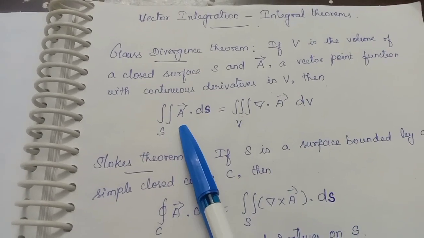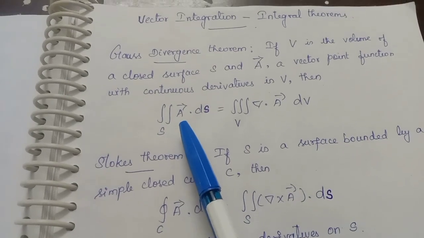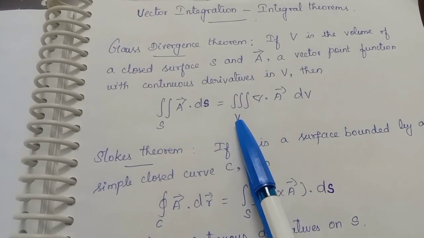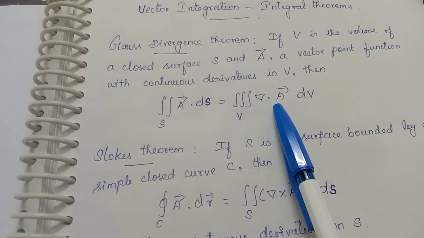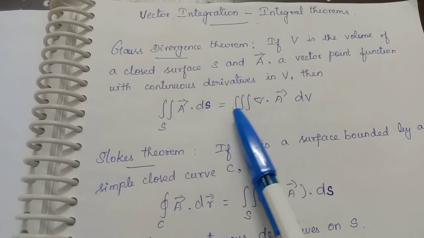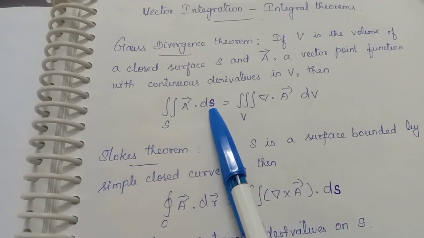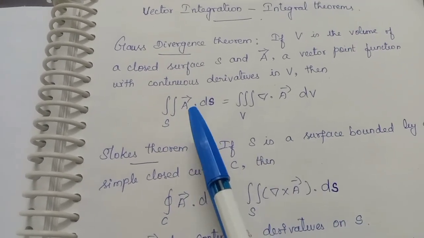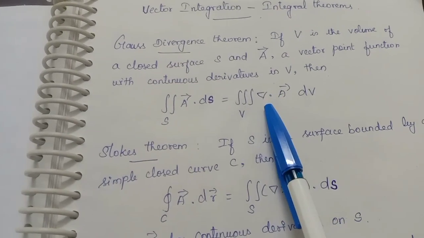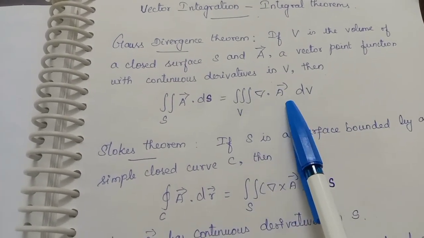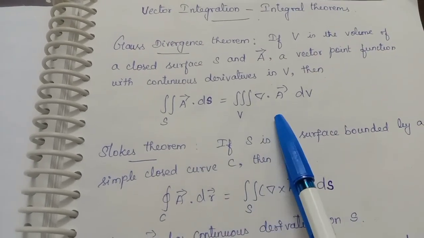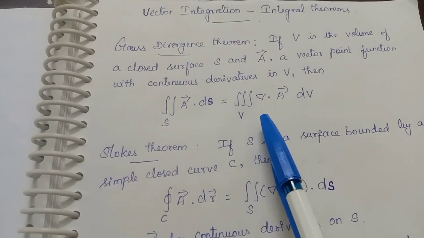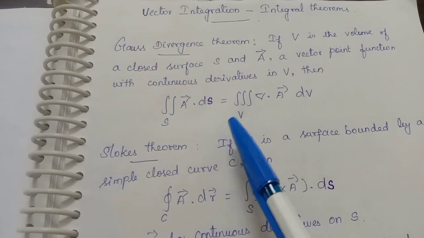For calculating this, instead of using this double integral, we can use a triple integral. On the right hand side we have the triple integral over V of del dot A dV. Del dot A is nothing but the divergence of A. So if you want to calculate the value of this vector valued function A throughout the surface S, instead of doing this double integral, it is easy to find it by using the triple integral over V of del dot A dV. This is the statement of the Gauss divergence theorem. Now I am going to discuss a few problems where we use the Gauss divergence theorem.